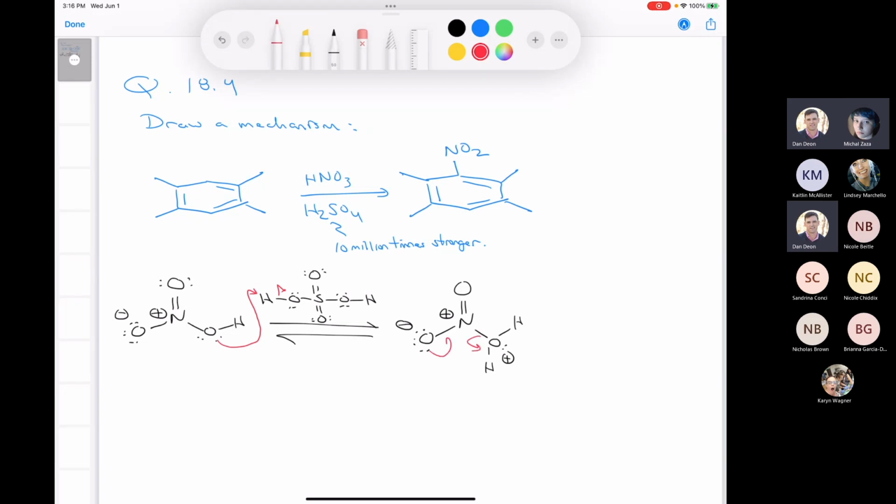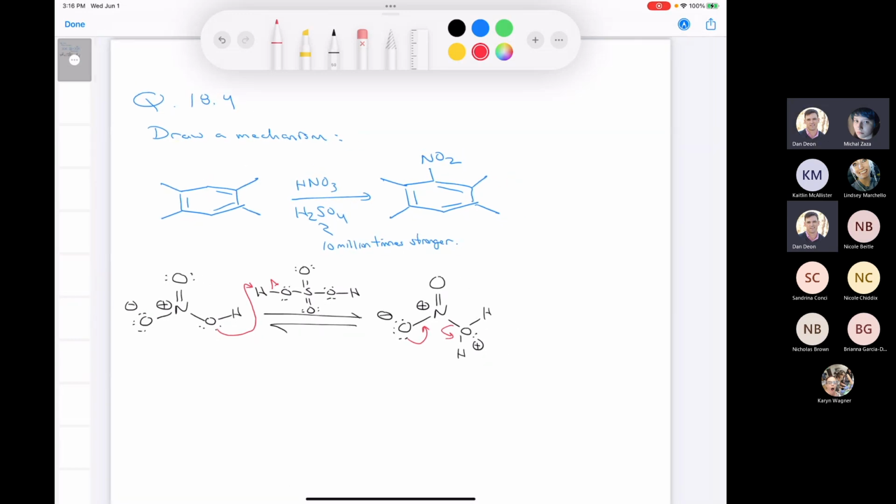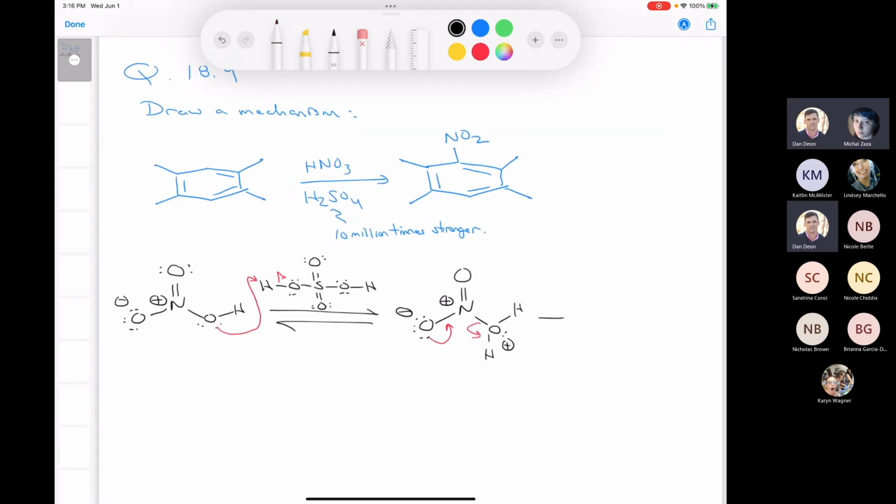And when the water leaves, we form a new pi bond here. I'm kind of running out of space, but I'll see if I can squeeze it in here. And so after loss of water, you end up forming this thing here, which is super electrophilic, and this is the nitronium ion.